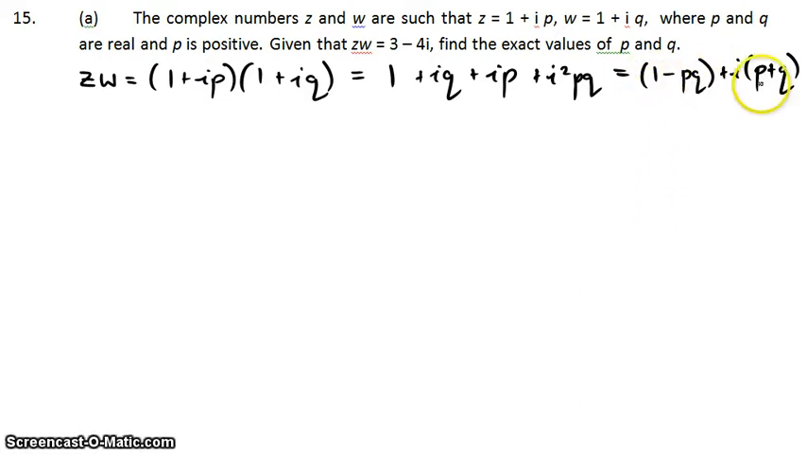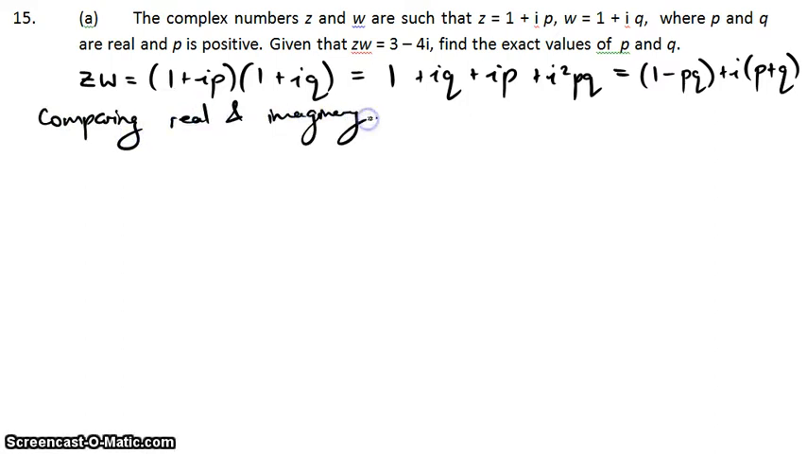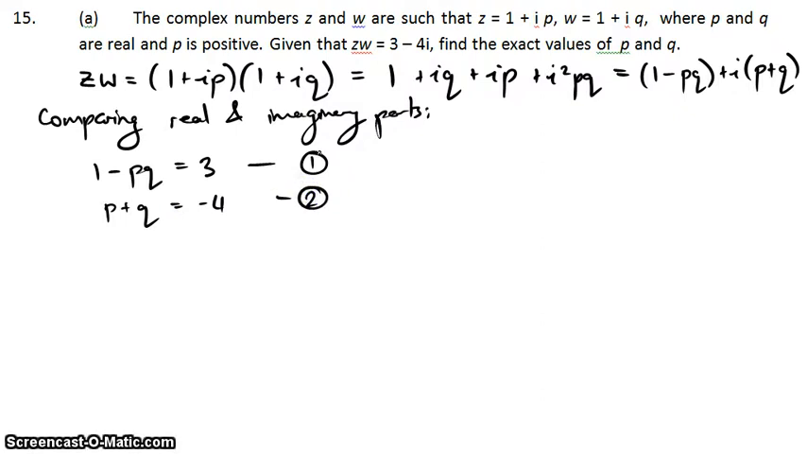So, what can I do? Well, I know that this is also equal to 3 minus 4i. So what does that mean? Comparing real and imaginary parts, I can say that 1 minus pq should equal 3. This will be my first equation. And that p plus q should equal minus 4. This is my second equation.